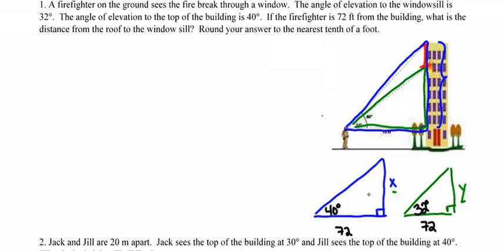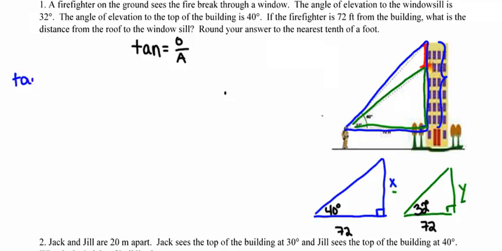At this point, looking at these two triangles, I notice that I've got the side opposite the angle and the side adjacent to the angle, and that's a big clue that the trig ratio I want to use is the tangent ratio, which compares the leg opposite the angle to the leg adjacent to the angle. It really doesn't matter which triangle you pick to work with first. I'm going to start with the blue triangle.